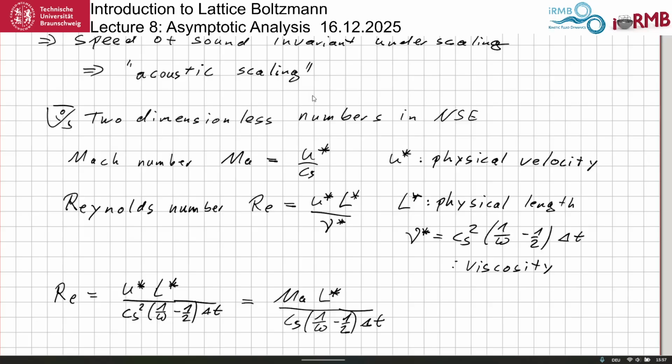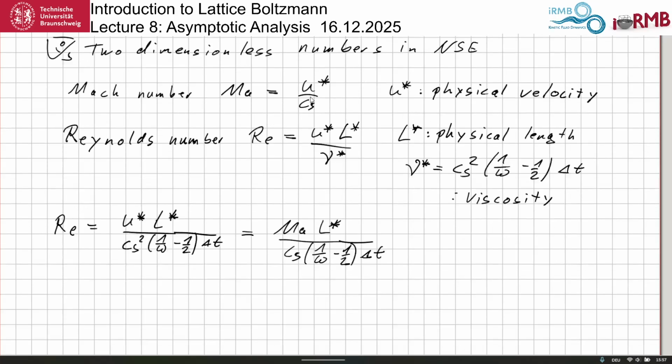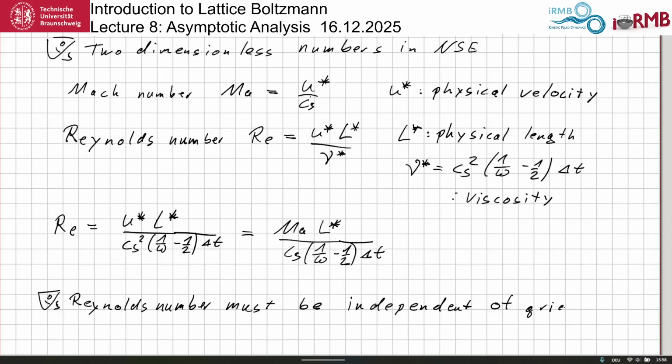Now, the Reynolds number is to be kept constant in our simulation. So, independent of the scale, independent of the grid spacing and the time step.